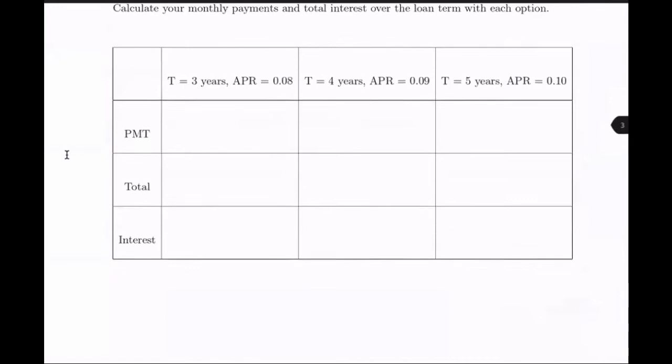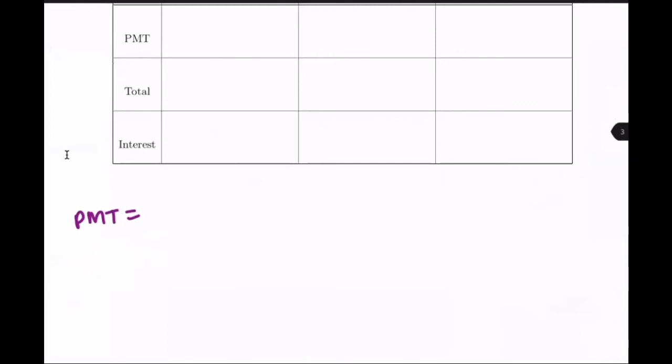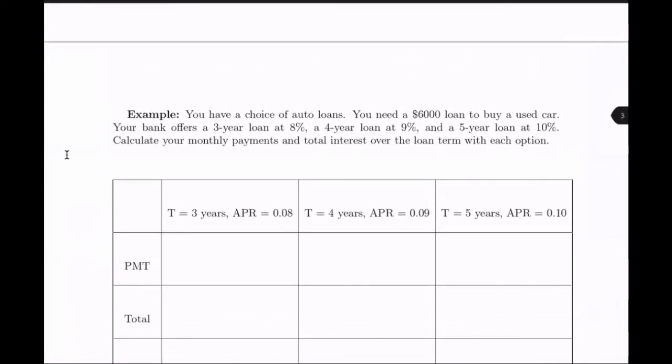So for 3 years, we're going to fill in our formula as PMT is going to be equal to the, because our principal for each loan is $6,000. So also on all of these, you could write P equals 6,000. I think I forgot to say that, sorry.